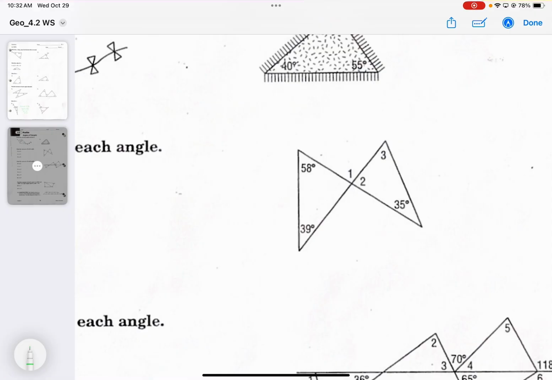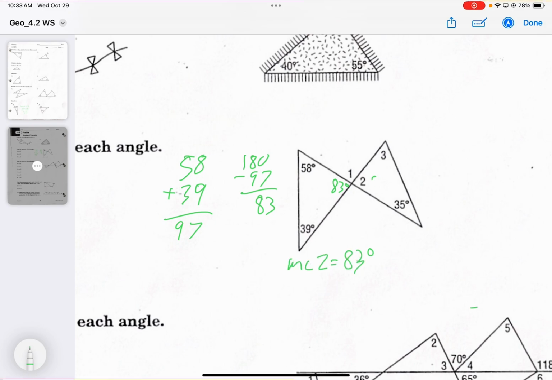Angeline, where'd you start first? I started by finding angle 2. Okay. And really, you started by finding that angle and then thought about it like vertically, right? Yeah. So you did what? 58 plus 39, which gave you what? So 97. Yeah, 97. And then 180 minus 97, which gave you 83. Good. So then that was this guy right here, 83 degrees. So we know, because it's vertical, that angle 2 is also 83 degrees.